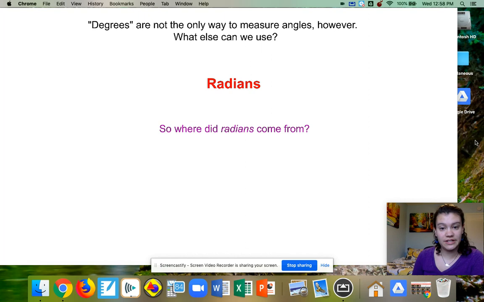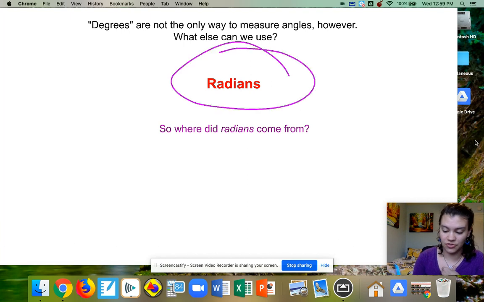So degrees are not the only way to measure angles. There are other ways to measure angles. One of them is radians. You've talked about this last year in advanced algebra, but where do radians come from? Think about it a little bit, pause the video, write down an answer.